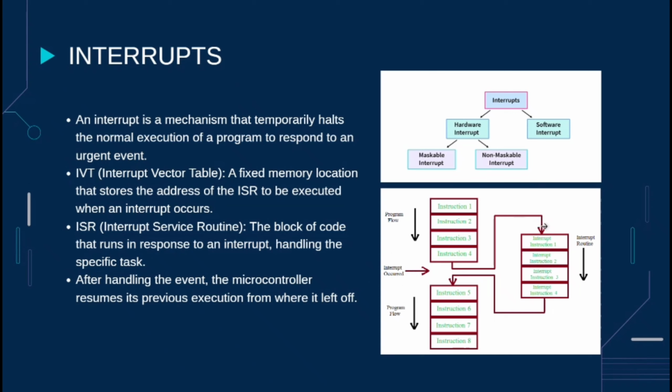There are two types of interrupt handlers. One is IVT and the other is ISR. IVT is the interrupt vector table, which has a fixed memory location that stores the address of the code that has to be executed whenever an interrupt occurs. And ISR is the block of code that runs in response to an interrupt, handling a specific task. Once the interrupt handler handles the interrupt and the execution is done, it returns back to the main flow of the program to continue the process. So this is basically pretty much it.